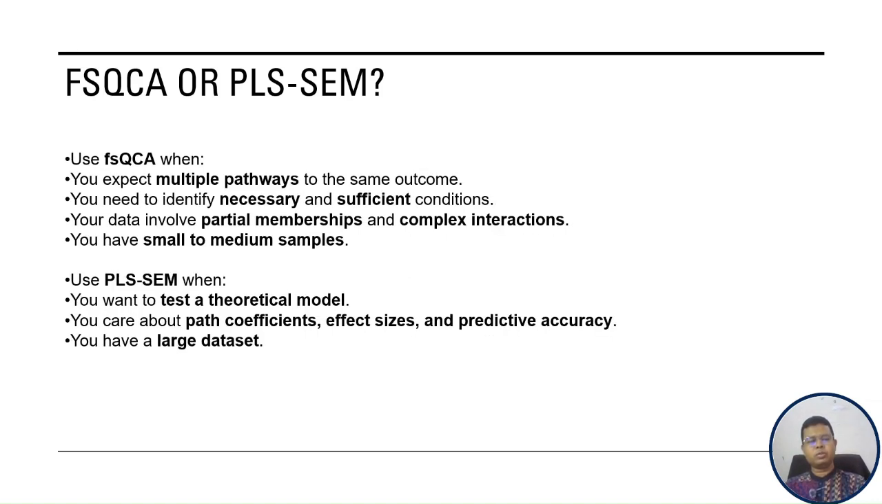Moreover, when to use fsQCA software? When you expect multiple pathways to the same outcome, you can use fsQCA. When you need to identify necessary and sufficient conditions, both, fsQCA is a must. Your data involves partial membership and complex interaction. And finally, you have small to medium samples. So if you think you are within these four criteria, it's better to use fsQCA.